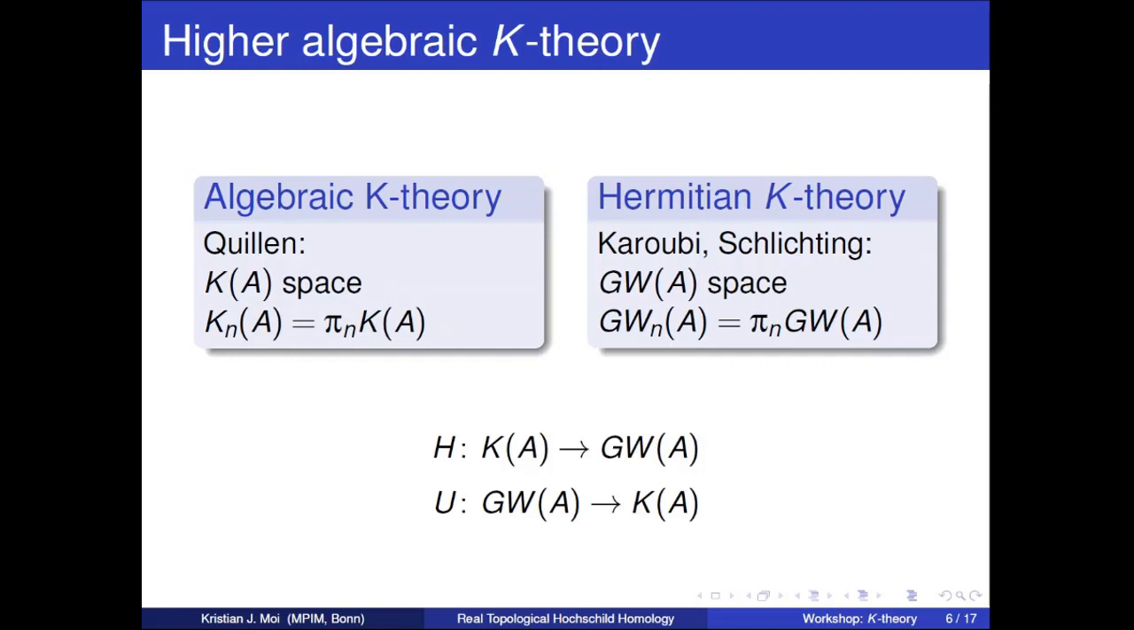So there's the hyperbolic map. Whenever you have a module, you get a canonical module, the hyperbolic module. That defines a continuous map from the algebraic K theory space to the Hermitian K theory space. And there's a map going back, where U is for underlying, the forgetful map: you have a module with a form on it, and you just forget the form. Both of these maps are additive, so they are compatible with the addition, and therefore they induce maps on these spaces. I'm going to return to this extra structure later, but it's important to know that it's there.